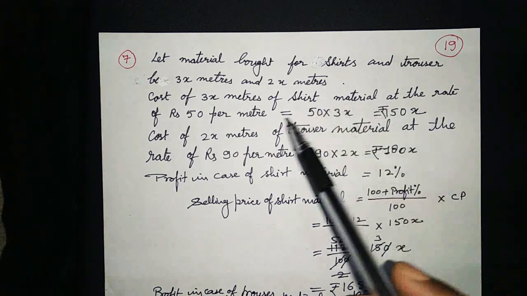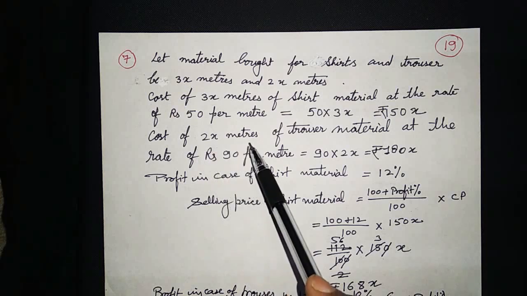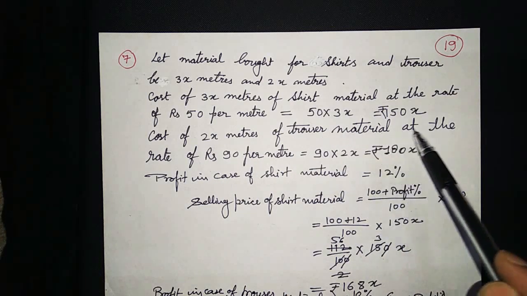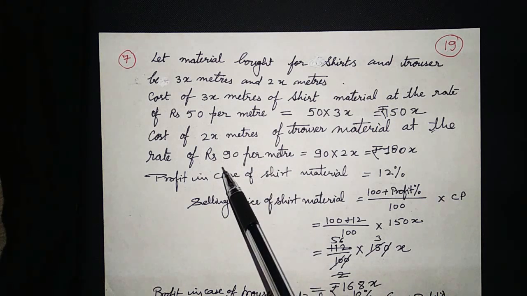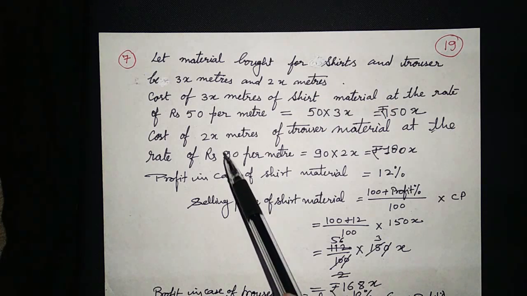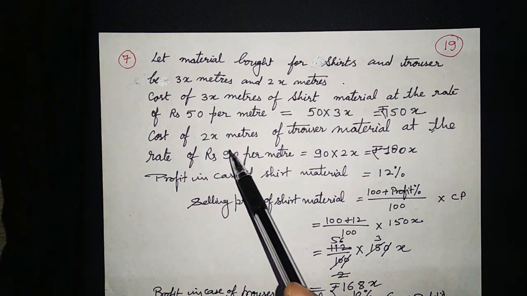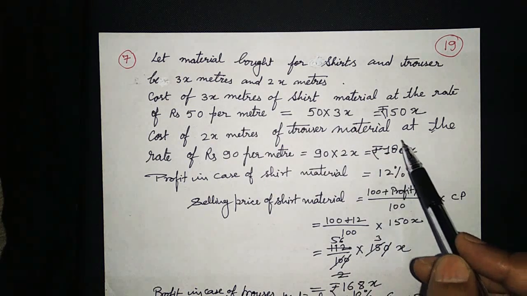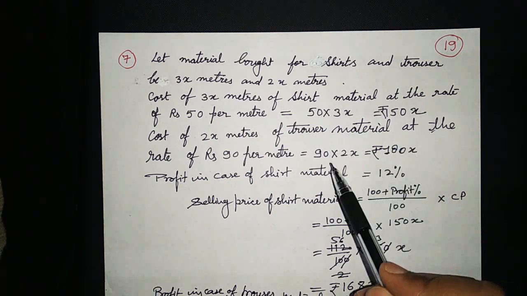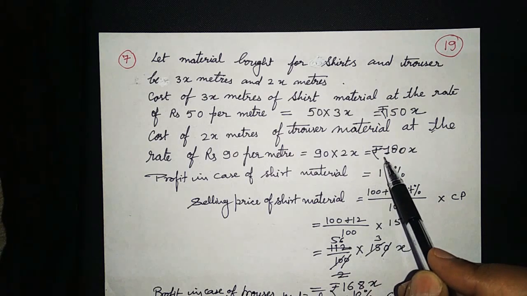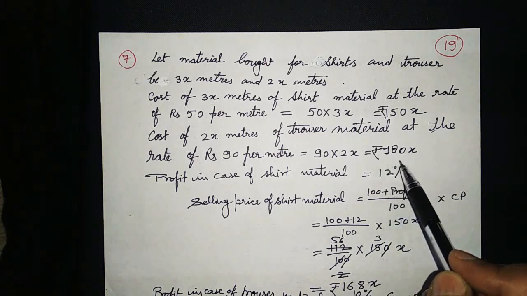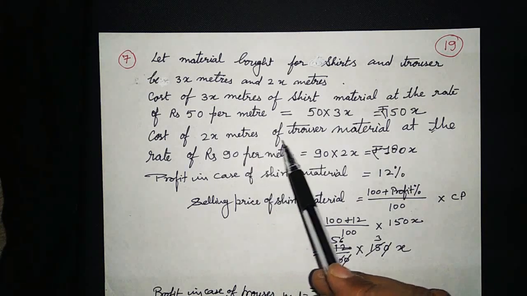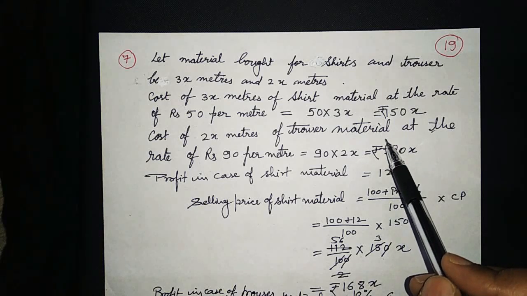Now we will calculate the cost of 2x meters of trouser material at the rate of rupees 90 per meter. For this, we will multiply rupees 90 with 2x meters. So how much amount comes? Here rupees 180x comes. 90 into 2x is equal to rupees 180x, and it is the cost of 2x meters of trouser material.